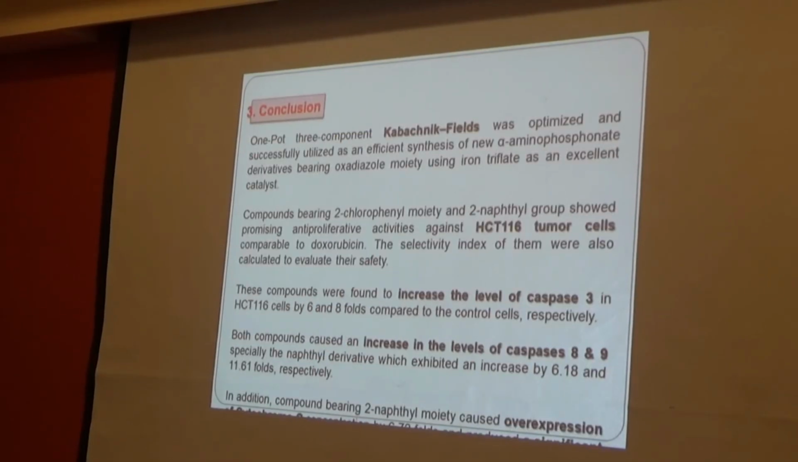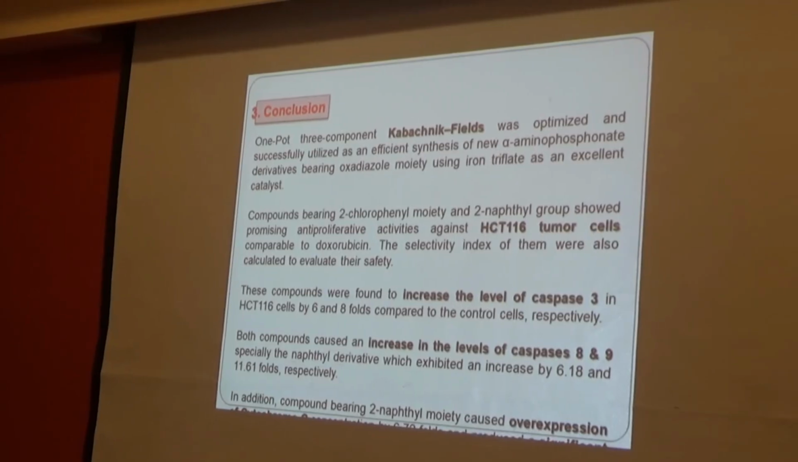Conclusion: the one-pot three-component Kabachnik-Fields reaction was optimized and successfully utilized as an efficient synthesis of new alpha-aminophosphonate derivatives bearing an oxadiazole moiety, using iron triflate as an excellent catalyst. Compounds bearing the chlorophenyl moiety and 2-naphthyl group show promising antiproliferative activity against colon tumor cells, comparable to doxorubicin.